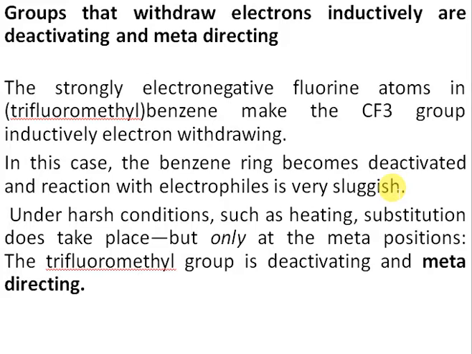So whenever you have electron withdrawing groups attached to the benzene ring which withdraw by inductive effect, such groups will deactivate the benzene ring. What do we mean by deactivation? It means they will decrease the rate of reaction, and such groups will act as meta directing groups, right?